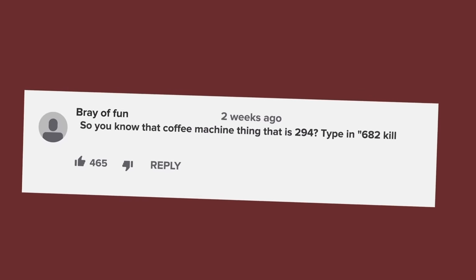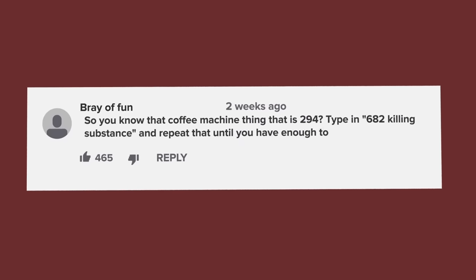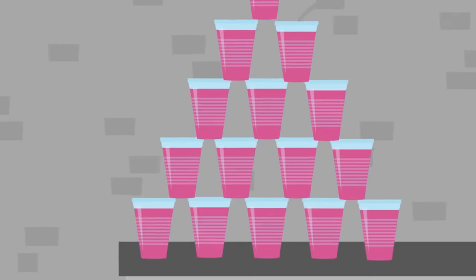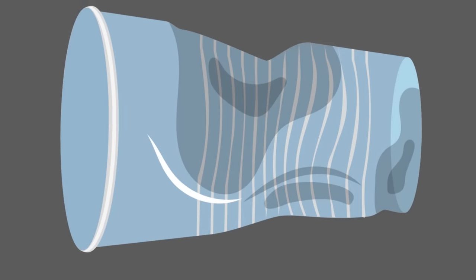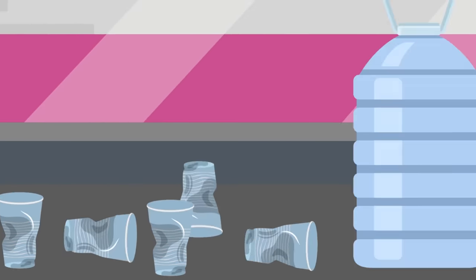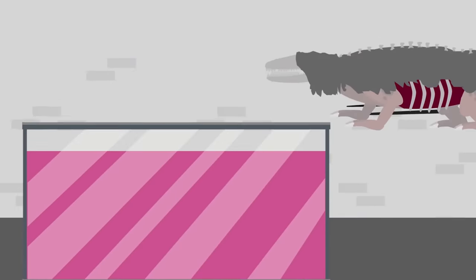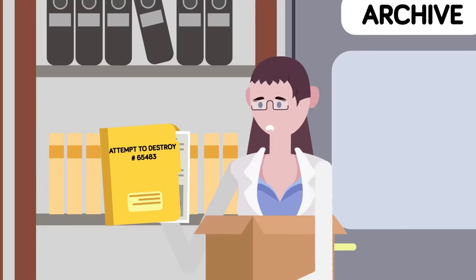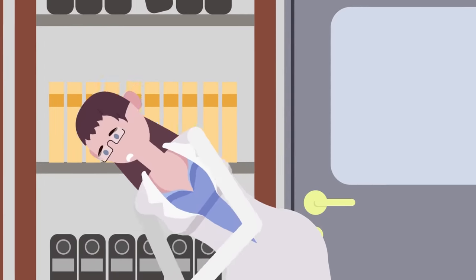Brea Fun said, "So you know that coffee machine thing that is 294? Type in 682 killing substance and then repeat that until you have enough to fill its entire room, then fill it." They did actually try this, and the resulting substance was effective in damaging SCP-682's tissue. However, the one problem is that it's extremely difficult to produce enough of this stuff to actually submerge the creature. Worse still, if enough was made to cause significant damage to the body of SCP-682, it may adapt to the chemical as a defense mechanism, making it ineffective as a weapon. Its adaptive ability is truly SCP-682's greatest asset when it comes to thwarting the Foundation's constant attempts to kill it.